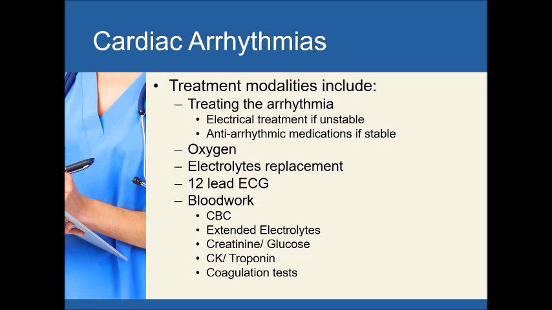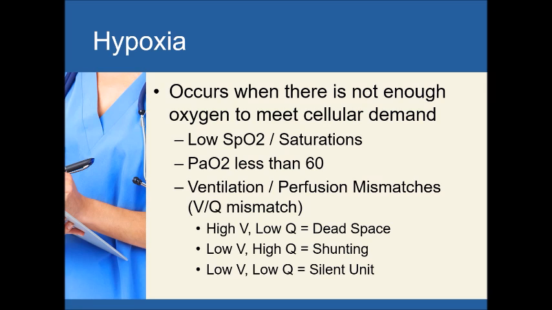changed from the baseline. So hypoxia occurs when there's not enough oxygen to meet cellular demand. It is manifested by low saturations, PO2 less than 60, and ventilation perfusion mismatches. There are three mismatches that can happen. It can be a high ventilation and low perfusion, which is called dead space. There could be low ventilation and high perfusion, which is called shunting, and there is low ventilation and low perfusion, which is called a silent unit.